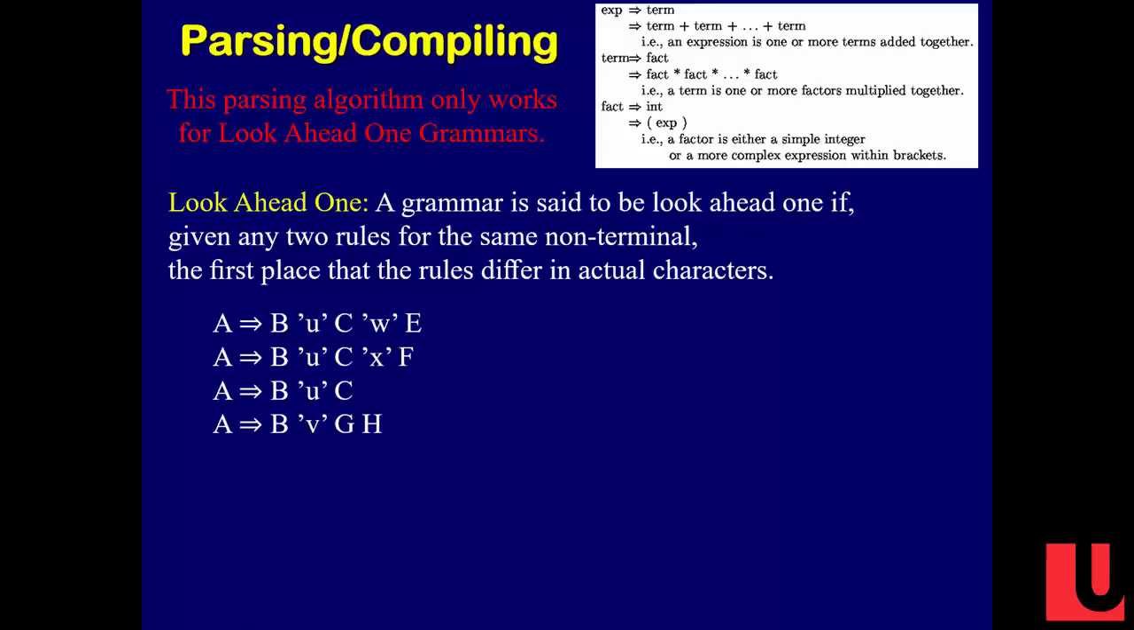So here, see these two rules, where do they differ? They differ in this non-terminal, right? Where do these two rules differ? Well, this one has a W and this one has anything but a W or an X, right? Where do these two rules differ? They first differ in the U versus the V.